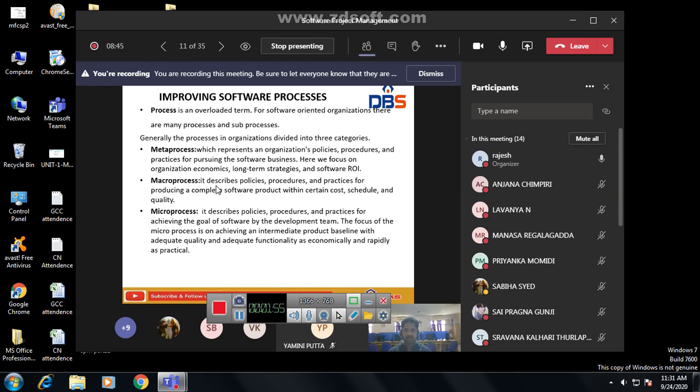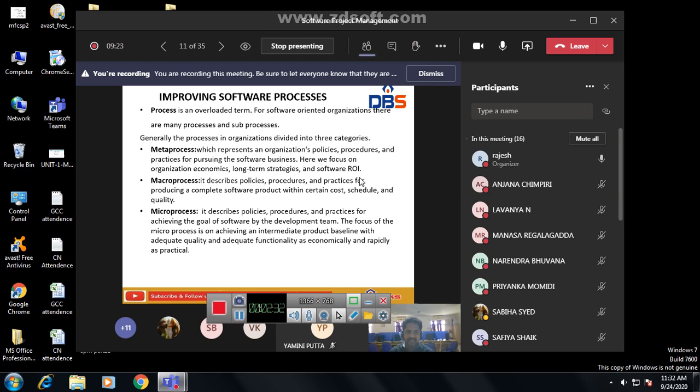Then go for the macro process. It describes policies, procedures and practices for producing a complete software product within a certain cost, schedule and quality. So the macro process means within a particular cost, schedule and quality, we complete the product based on the policies, procedures and practices for producing it. We do all this so that a complete software product is produced within a certain cost, schedule and quality. Okay. And what is the micro process?